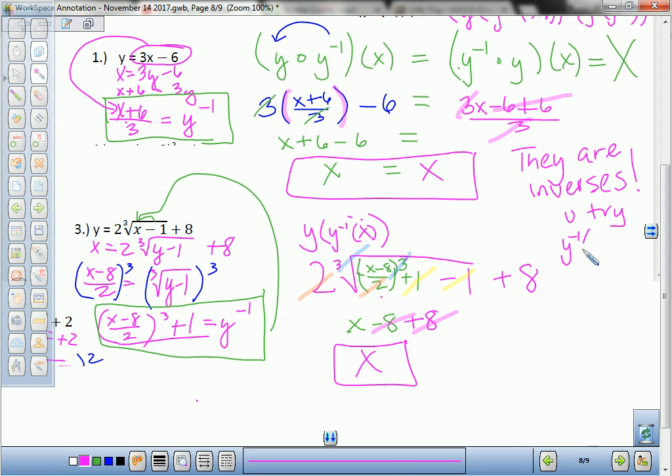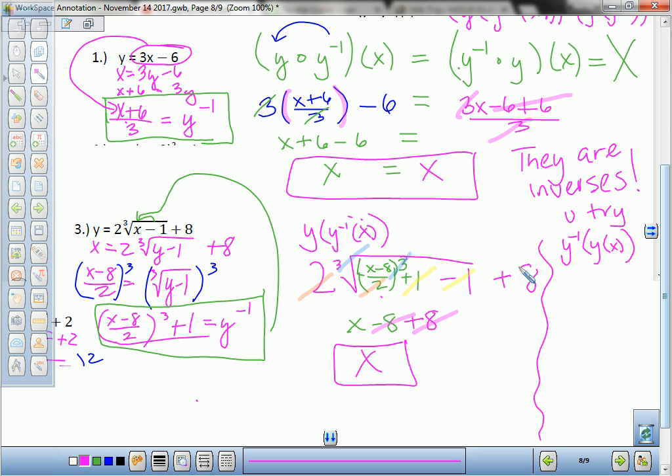Okay, so you try y inverse of y of x. You try that composition now. What are we going to get? X. All right, so let's see if you can actually get it. I believe in you.